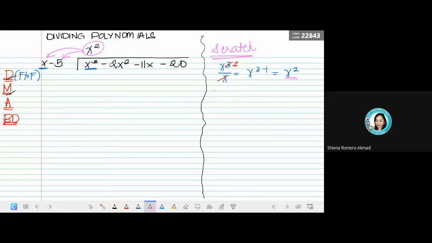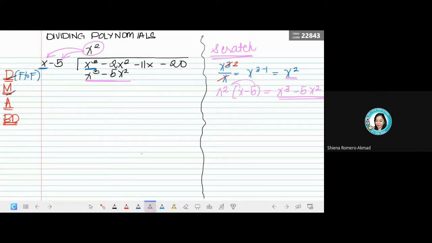Ano yung magiging solution natin? Magiging solution po natin is x squared times x minus 5. So, pag multiply natin yan, distributive property, x squared times x is x cubed. X squared times negative 5 is negative 5x squared. So, yung answer natin dito, na x cubed minus 5x squared, dito natin siya isusulat. Okay? So, we have x cubed minus 5x squared.